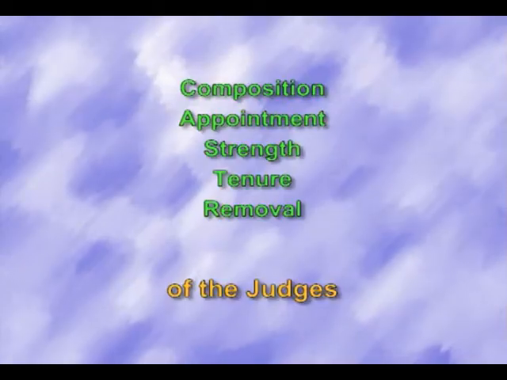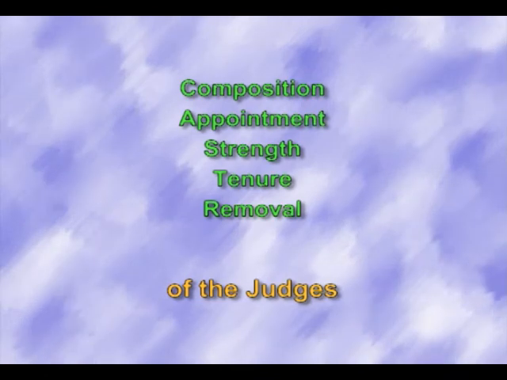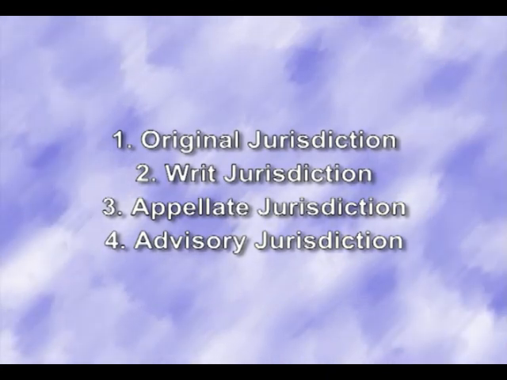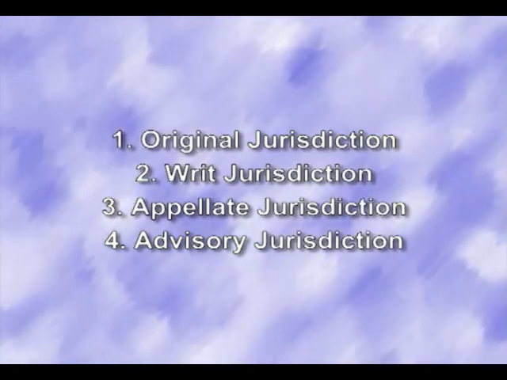So these are the four jurisdictions of the Supreme Court contained in our Constitution. So let me sum up what I have discussed so far. Firstly, I discussed the composition, appointments, strength of the judges, the tenure of the judges, their process of removal, and finally, I also discussed the different jurisdictions of the Supreme Court, the original jurisdiction, the writ jurisdiction, the appellate jurisdiction, the advisory jurisdiction. If we can understand properly all these jurisdictions, it will then be possible for us to assess the role of the Supreme Court in different spheres.